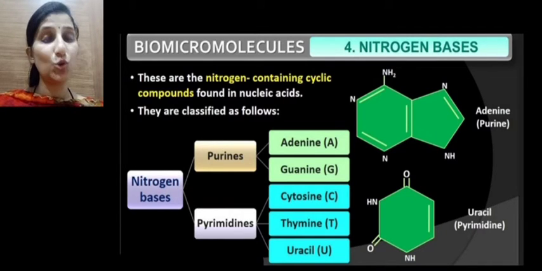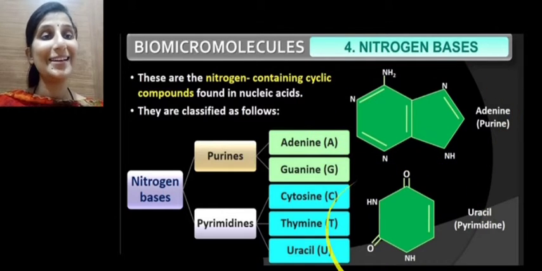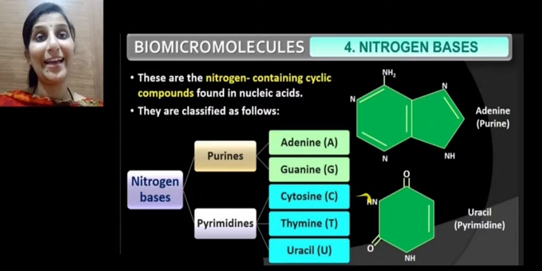And they are classified into two: purines and pyrimidines. Purines are double-ringed structures, whereas pyrimidines are single-ringed structures. So based on structure, two-ring structures are called purines and single-ring structures are called pyrimidines. Purines are of two types, adenine and guanine, whereas pyrimidines are three types, cytosine, thymine and uracil. These two we would have heard, adenosine triphosphate, guanosine triphosphate. All these are derived from adenine and guanine.